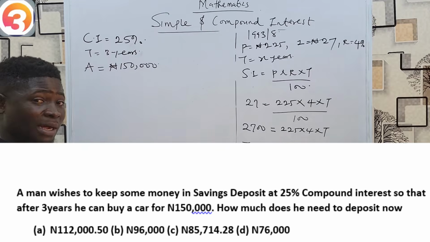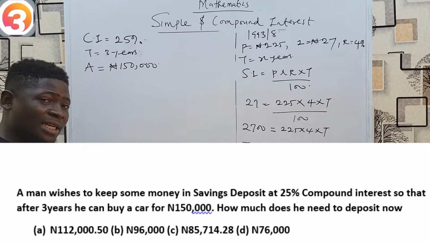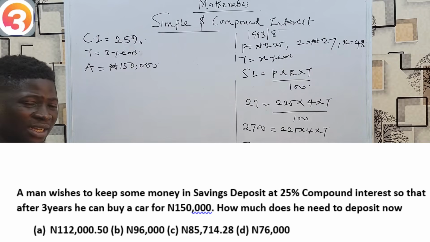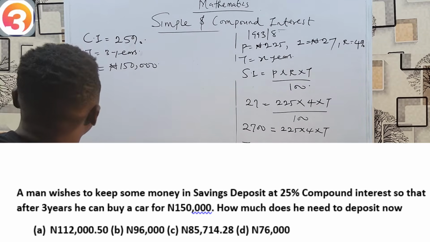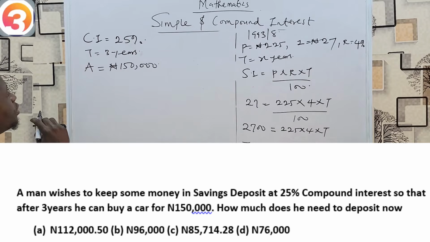We are not given the principal. We can find the principal. Once we find the principal, then we can use it to know how much you need to deposit now. It's the principal we are looking for. So, all right, now let's go.